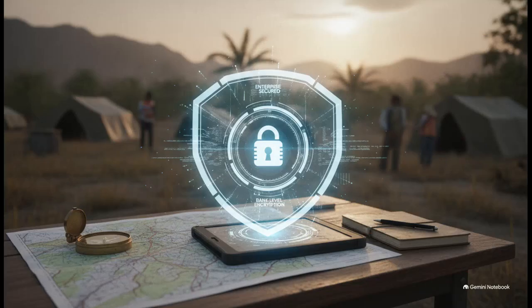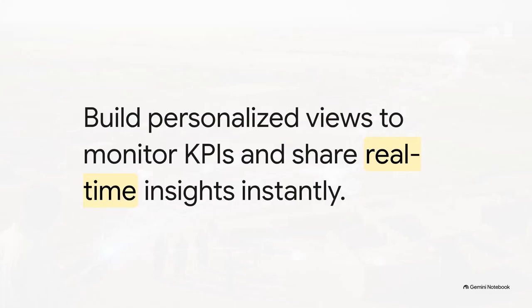And of course, because this data is highly sensitive, all this speed and accessibility does not mean cutting corners on safety. GadaInfo features enterprise-level security. We're talking bank-level encryption, role-based access so folks only see what they're supposed to see, and full compliance with international data protection standards. Ultimately, the whole process culminates right here: custom, drag-and-drop dashboards. You build these personalized views, track your KPIs, and share real-time insights with your team and stakeholders instantly. It totally empowers everyone to see exactly what's happening the very second it happens.